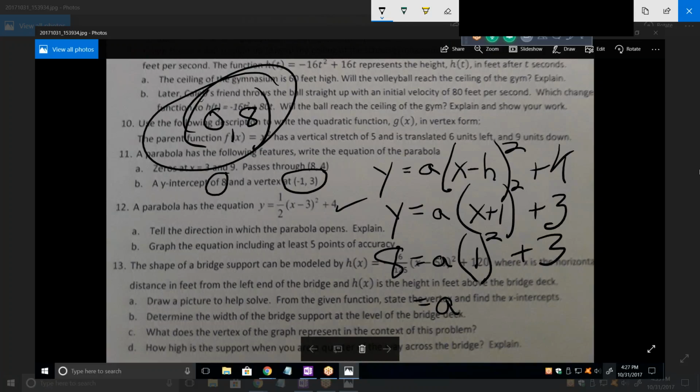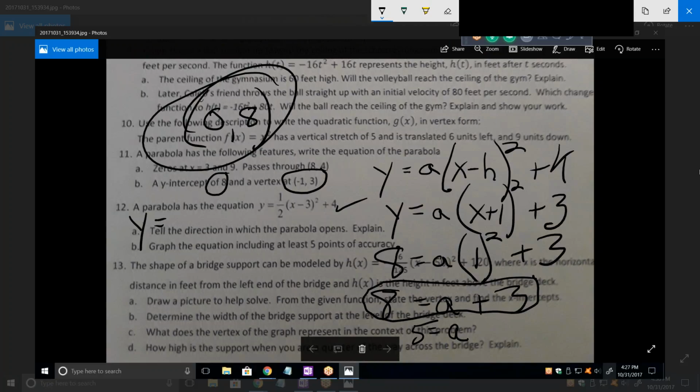What's 1 squared? 1. So I got 8 equals a plus 3. What's a equal to? 8 minus 3. Oh, right. Okay. So 5. a equals 5. Now what's the equation? What's the answer to their question?